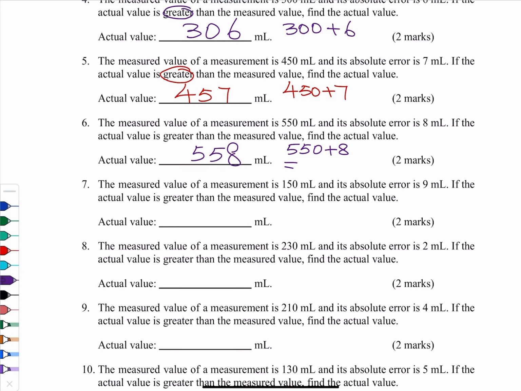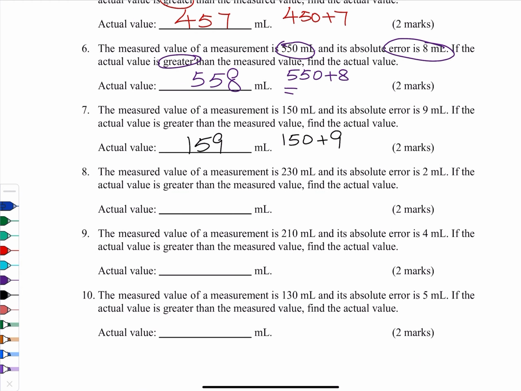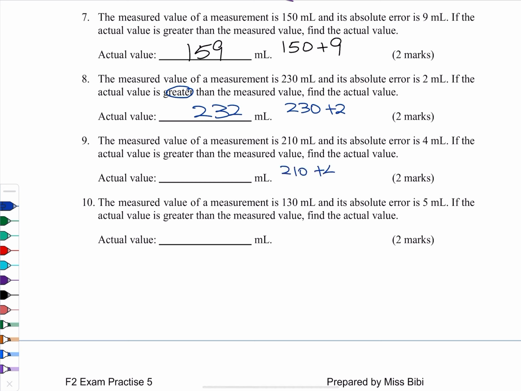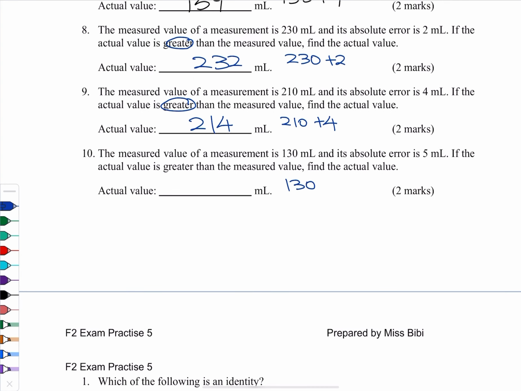Easy, because the measured is 550. Error is 8 and it's greater, so you add them up. Next, measured is 150. Error is 9 and because it's greater, so you add them up. If in exam it's smaller, remember to minus. Okay. Next, measured is 230. Error is 2 and because it's greater, so you add them up. Next, measured is 210. Error is 4, so you add them up. Click calculator. Measured is 130, error is 5, so you add them up because it's the greater one. Easy peasy. Of course, this is one of the very easy ones.